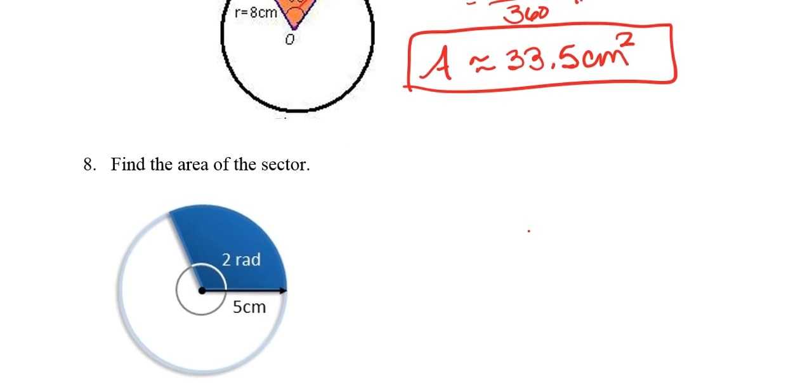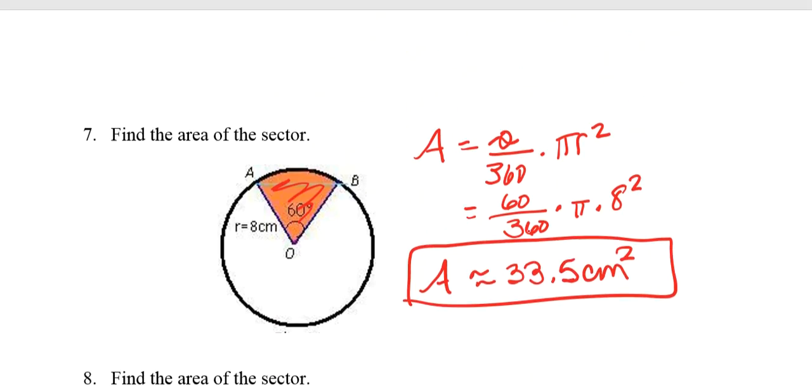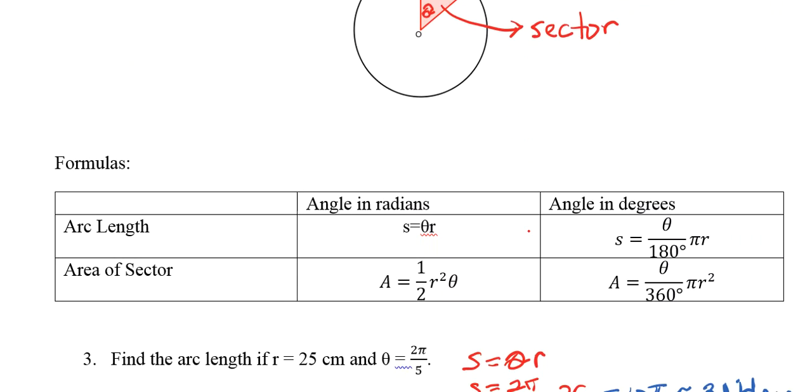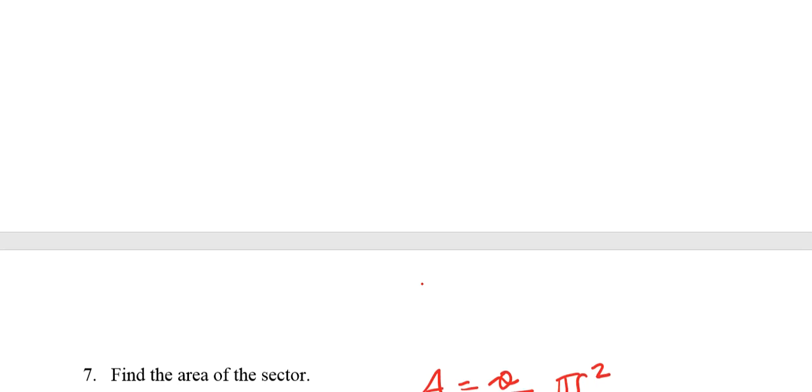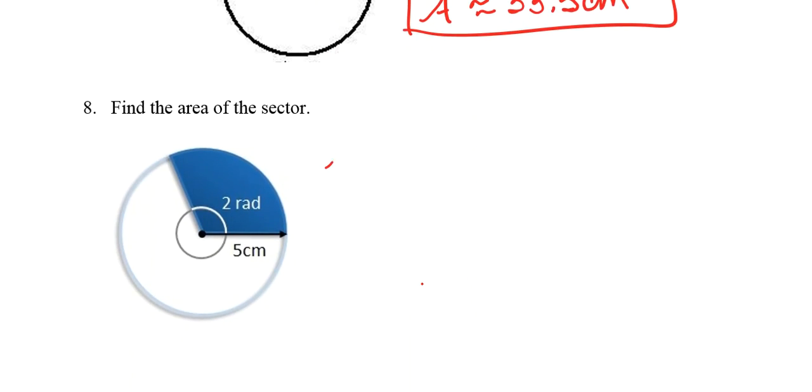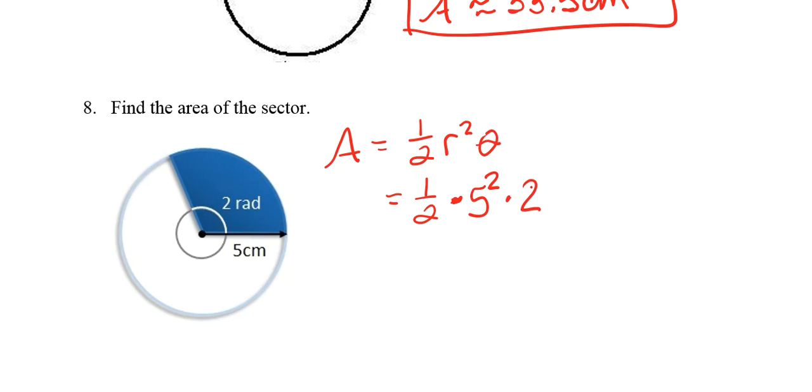This one, I'm asked for the area of the sector, but notice that my angle is in radians. So I'm going to look back up here at my chart. If my angle is in radians, it's 1/2 r squared theta. So I'm going to write it down, 1/2 r squared theta. So my r is my radius, not my radians. So that is 5, and I have to make sure I square it, times my radians, which is 2. So 1/2 of 2 is 1. 1 times 5 squared is 25 centimeters squared.